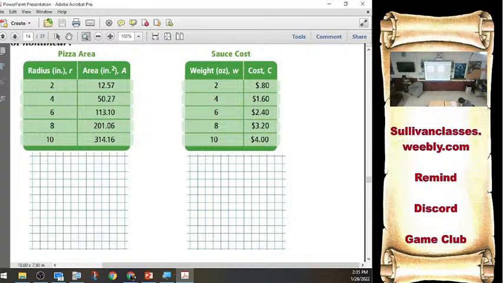Being able to read and create a graph is paramount to the next 3.5 years of your academics.